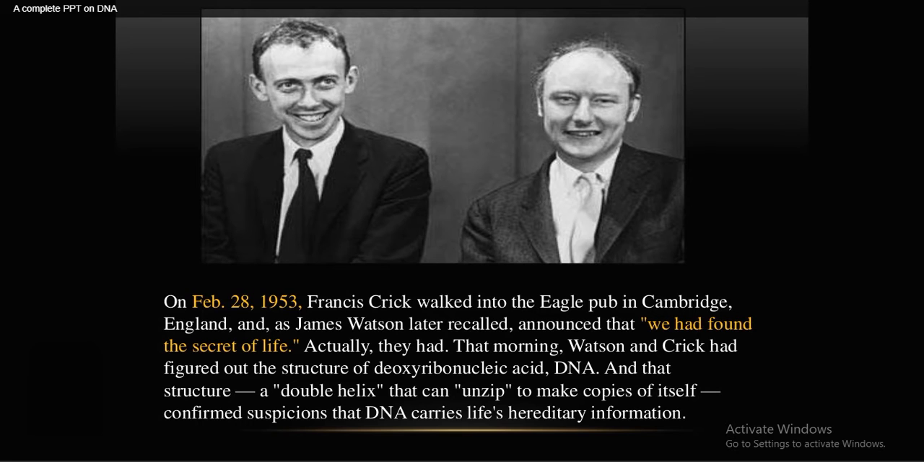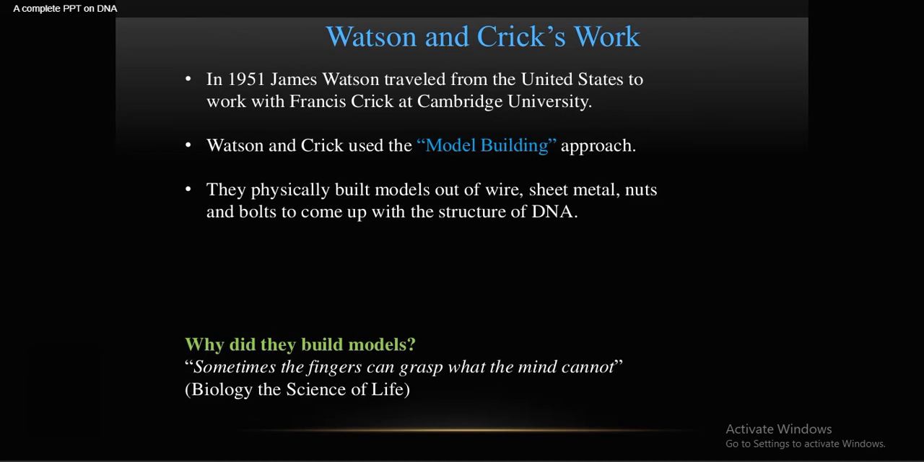Actually, that morning Watson and Crick had figured out the structure of DNA, the double helix that could make a copy of itself, or you can say the semi-conservative model of DNA replication, suspecting that DNA carries life's hereditary information. Watson and Crick used a model building approach, physically building a model using wire and sheet metal, as sometimes the mind cannot grasp what it controls. So they built a model of the double helix structure of DNA.